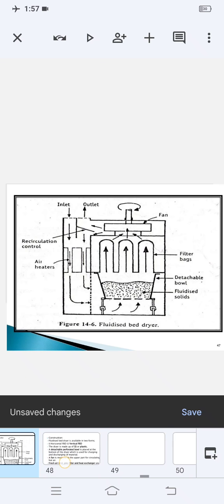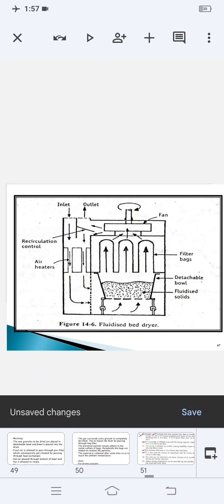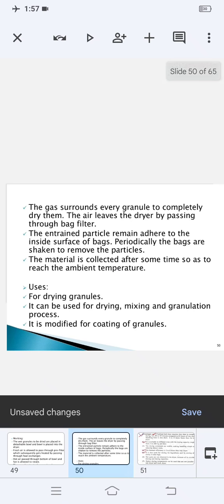Now let us see what are the uses of FBD. First one is, it can be used for drying granules. It can be used for drying, mixing and granulation processes. It can be used for three operations, such as mixing, granulation and drying, in the production of tablets. It is modified for coating of granules also.